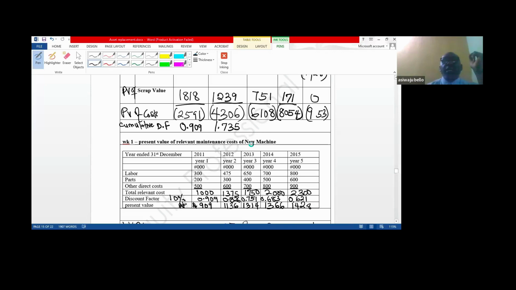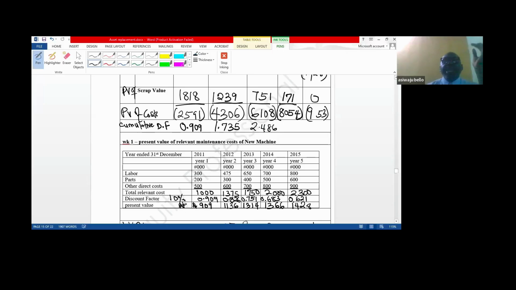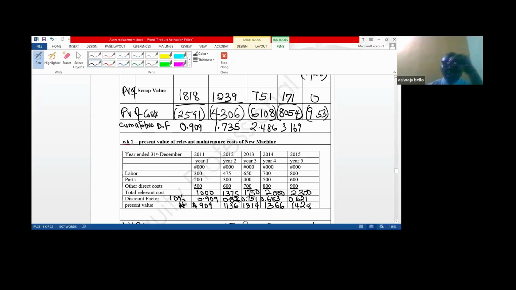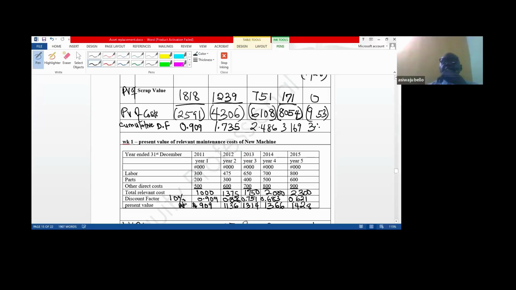For year 3, add 1.735 plus 0.751. That will give you for 3 years, 2.486. For year 4, add 2.486 plus 0.683. 3.169. For year 5, 3.169 plus 0.621. 3.79.